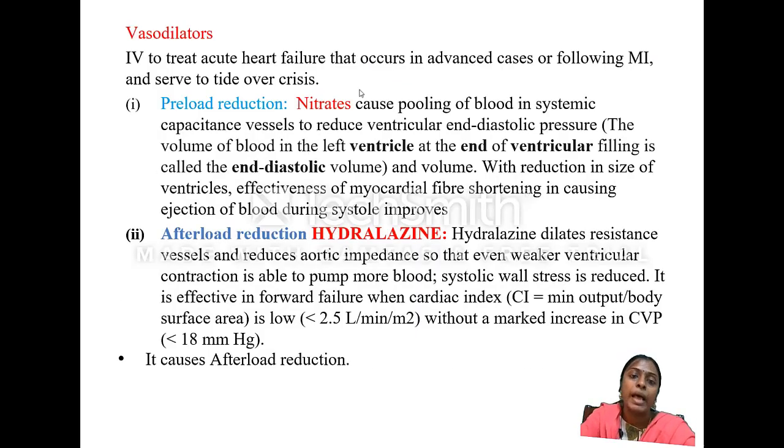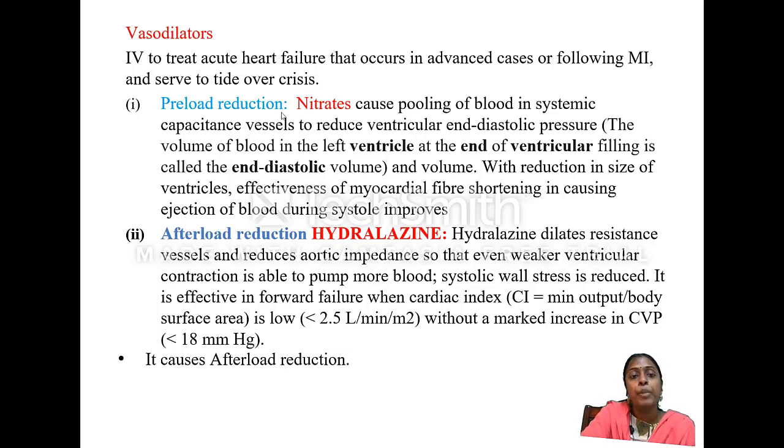Next one is vasodilators. A vasodilator is nothing but the vessels will get dilated, so the space will be more. We will give this in three conditions. When the heart walls get narrowed and there is no other option, then we will give vasodilators. We will give them through IV.